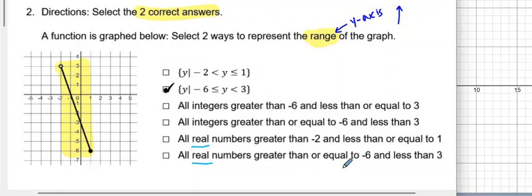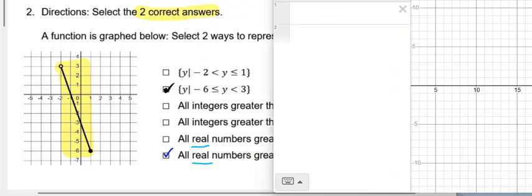And just pick whatever the statement is saying, all real numbers greater than or equal to -6, so anything greater than -6, and then less than 3. So it's going to be this one. Those are my two ways I can represent this graph. And the main thing is we're talking about the range.